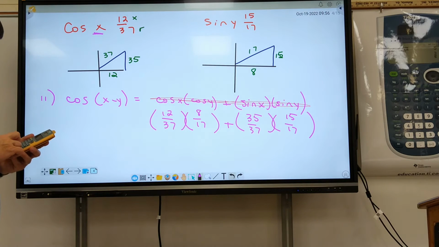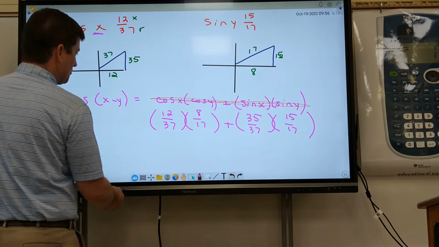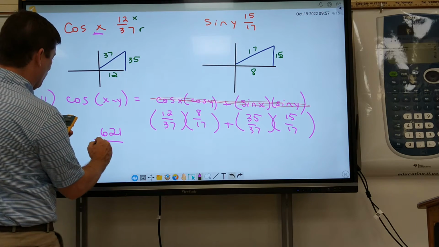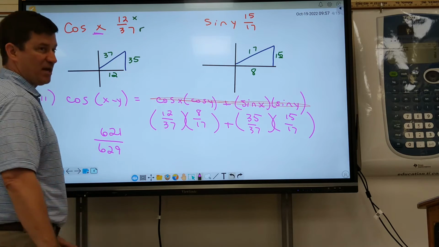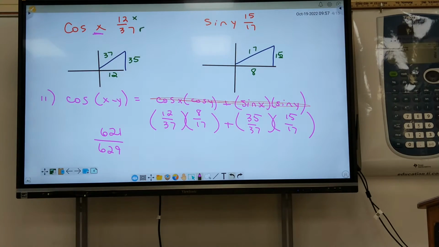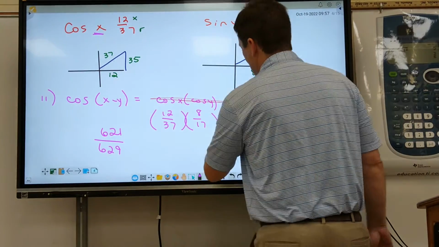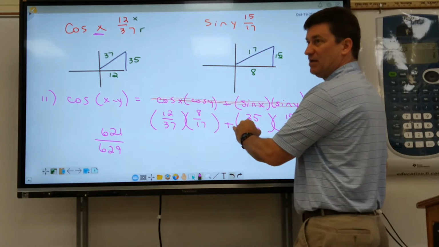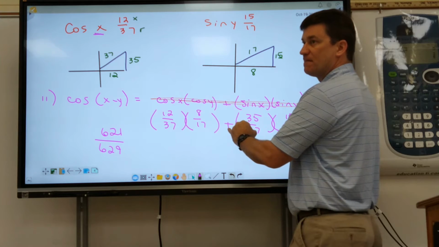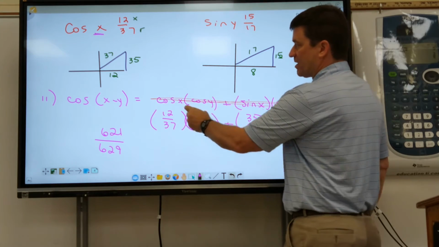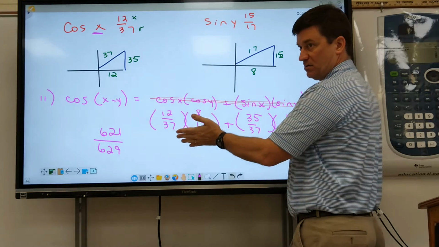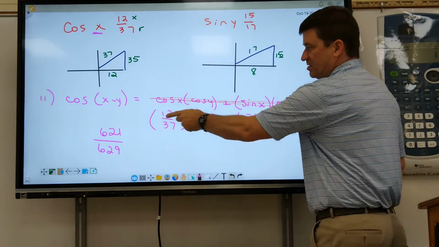12/37. So for tangent y, you've got to change it. All right, this is what I got: 621/629. Check it for me. Alan says I'm right. So if you missed it, maybe you put a minus right there. The formula has a plus right there. This is number 11, cosine of x minus y. I wrote the formula. All right, so you have to show me these four fractions and show me your answer.